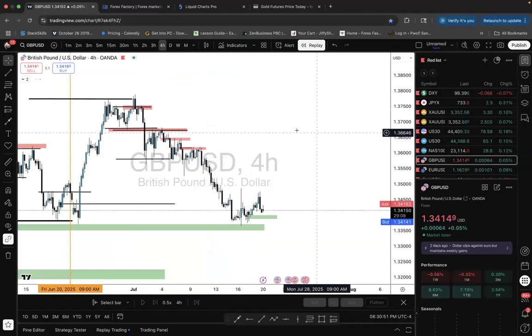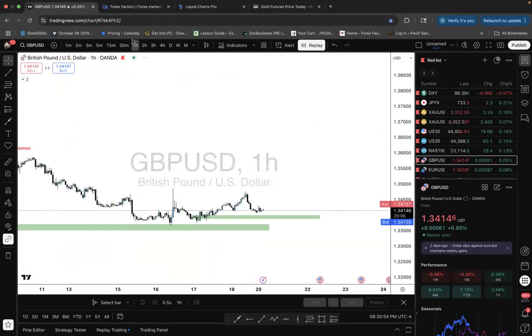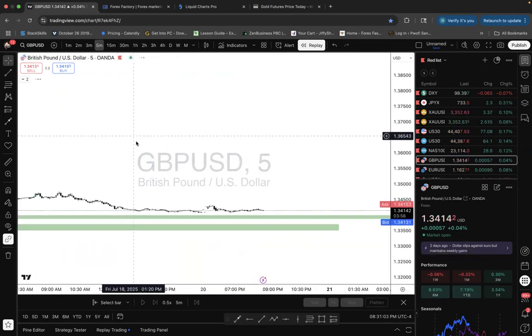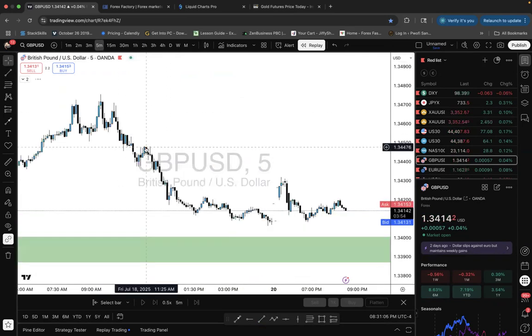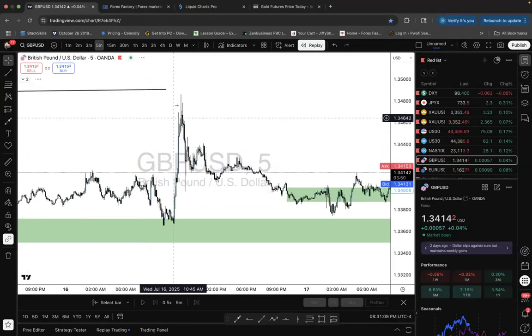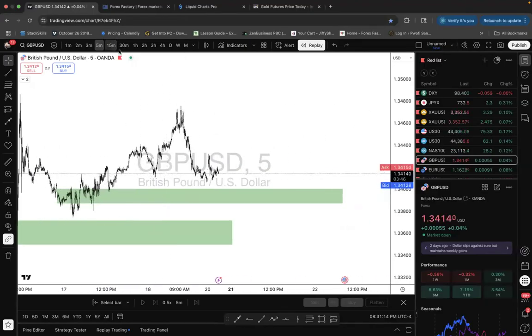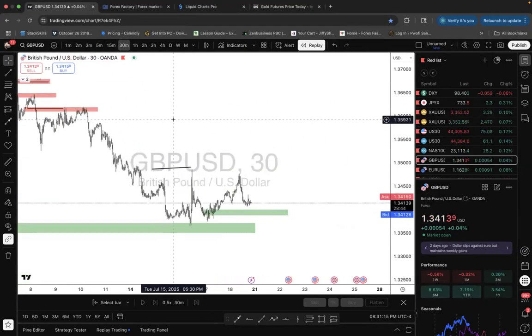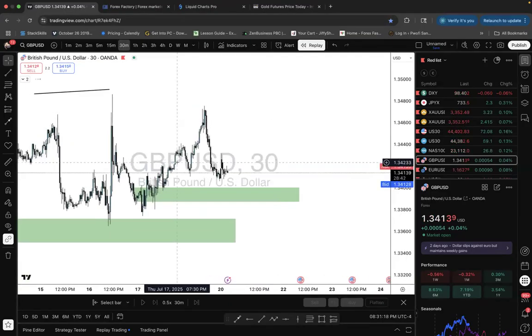GBP USD. GBP USD was a mess. I remember catching buys on Wednesday, and I'm so glad I listened to myself and closed. Because as soon as I did, 3 seconds later, no cap, price pulled right back into range. And ever since then, they have not really looked too good.